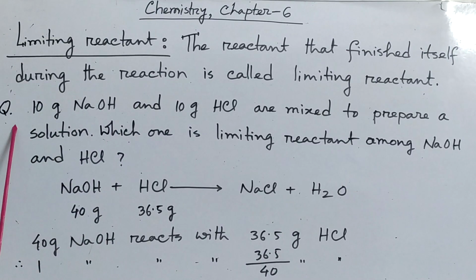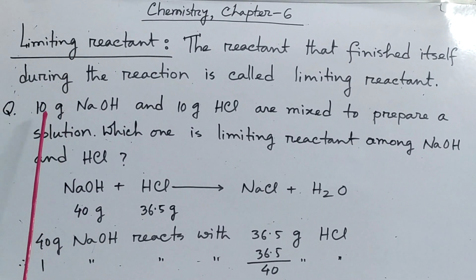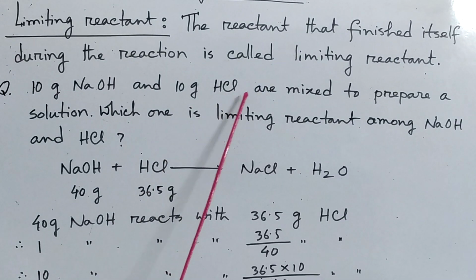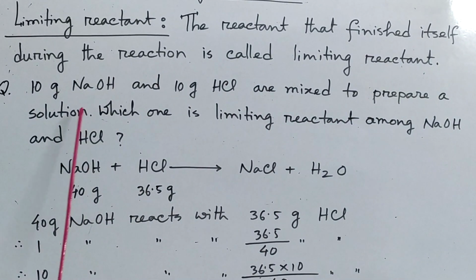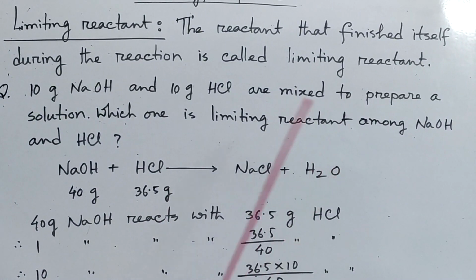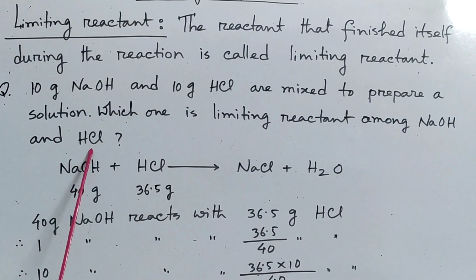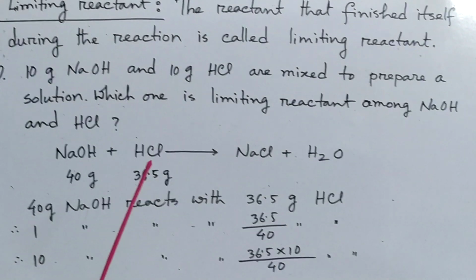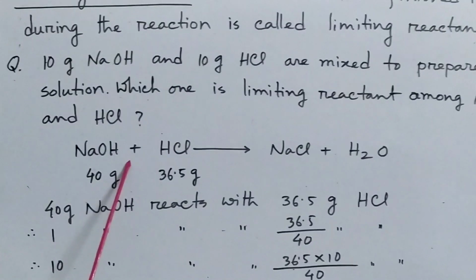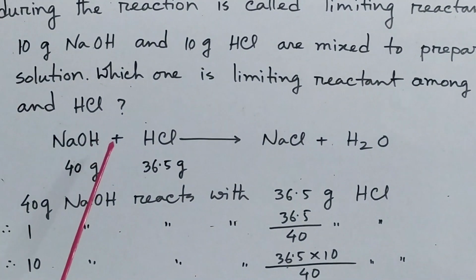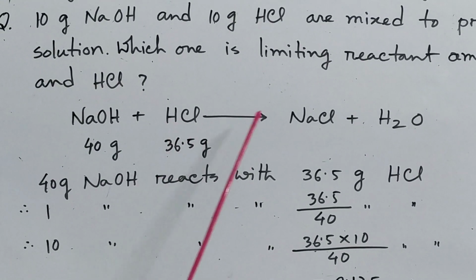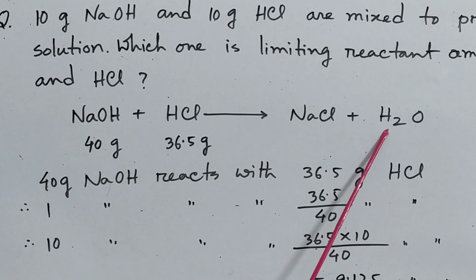Now, there is a maths of limiting reactant. 10 gram sodium hydroxide and 10 gram hydrochloric acid are mixed to prepare a solution. Which one is the limiting reactant among sodium hydroxide and hydrochloric acid? First of all, to find out the limiting reactant, we have to write the reaction. All of you see the board and write it. Sodium hydroxide reacts with hydrochloric acid to produce sodium chloride and water.